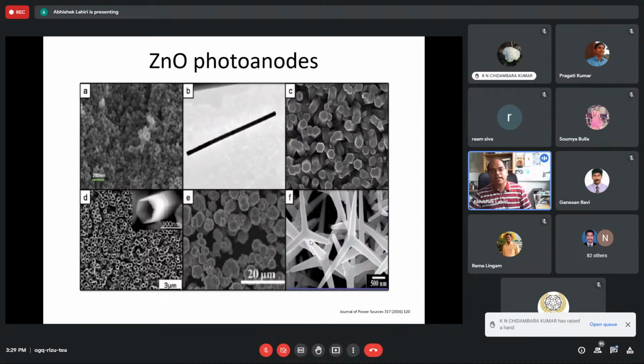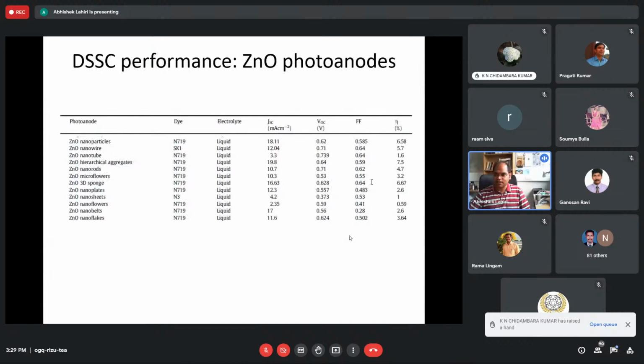Let's move on to the next material, which is zinc oxide photoanodes. Again, we compare the three materials. We have nanotubes, we have nanoparticles, we have nanorods, and you have various other nanoflower structures. So if we look into the performance of the dye-sensitized solar cell, again, it's quite obvious. We have zinc oxide nanoparticles, which have the highest efficiency of 6.58, with a fill factor of about 58-59%. Whereas if you have various other structures, then obviously the efficiency drops down.